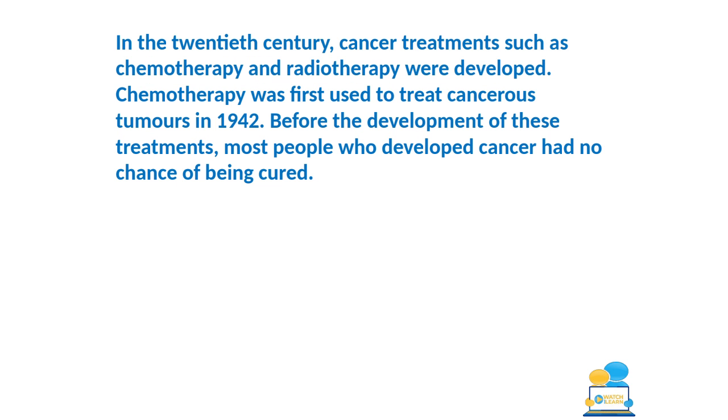So finally, what I'm going to throw in here is cancer treatment. In the 20th century, cancer treatments such as chemotherapy and radiotherapy were developed. Chemotherapy was first used to treat cancerous tumors in 1942. Before the development of these treatments, most people who developed cancer had no chance of being cured. So again, it really highlights how important chemo and radiotherapy were. Now, guys, that is a perfect full marks answer there, 18 marks, okay? We've talked about actually 4 developments in health and medicine there.